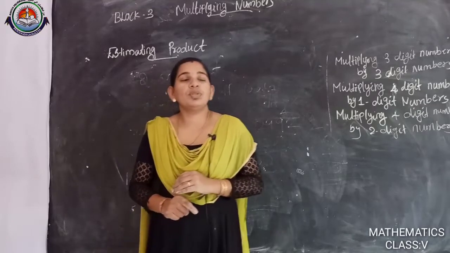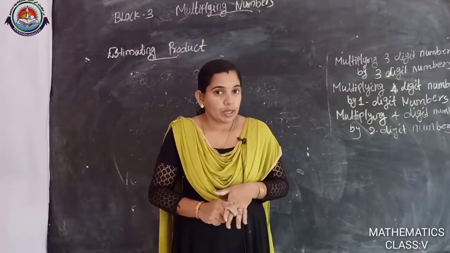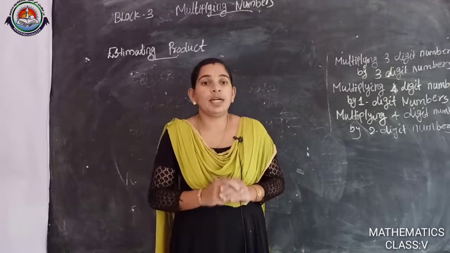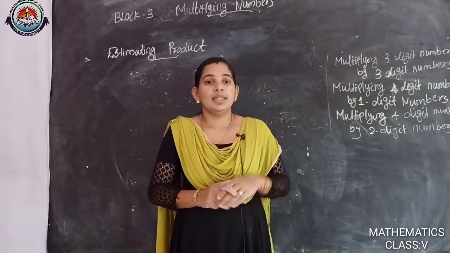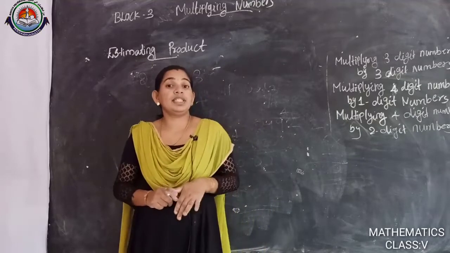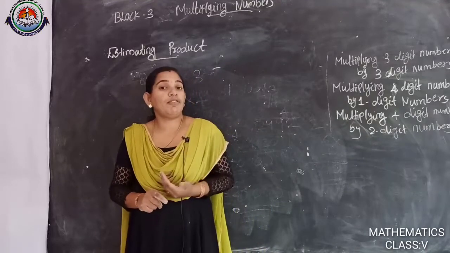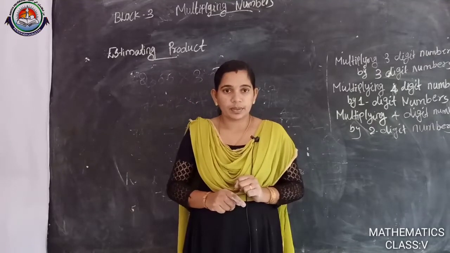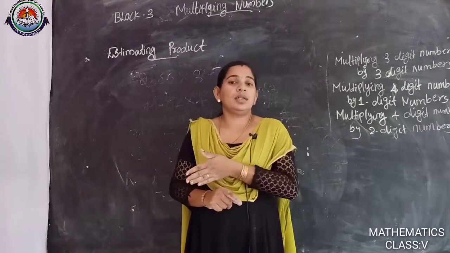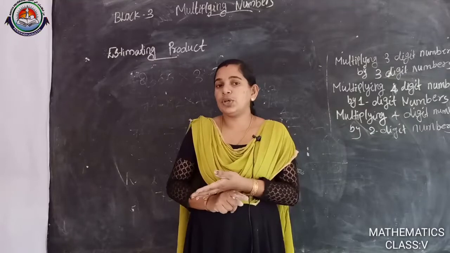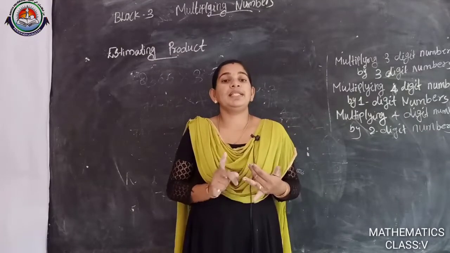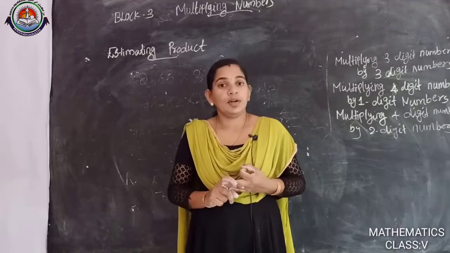Then rounding of 1,000, we check the place of 100. If the 100 place digit is 5 or more than 5, we add 1 to the 1,000 place. Then for the 10,000 place, there is no need for changing. The remaining 100 place, tens place and ones place, we put 0.